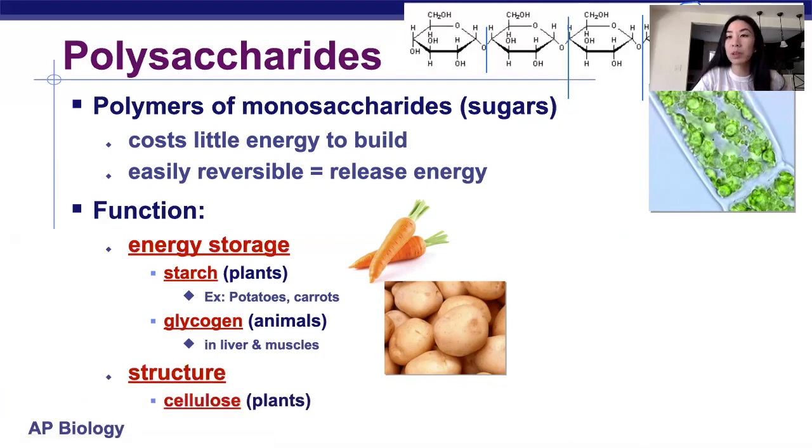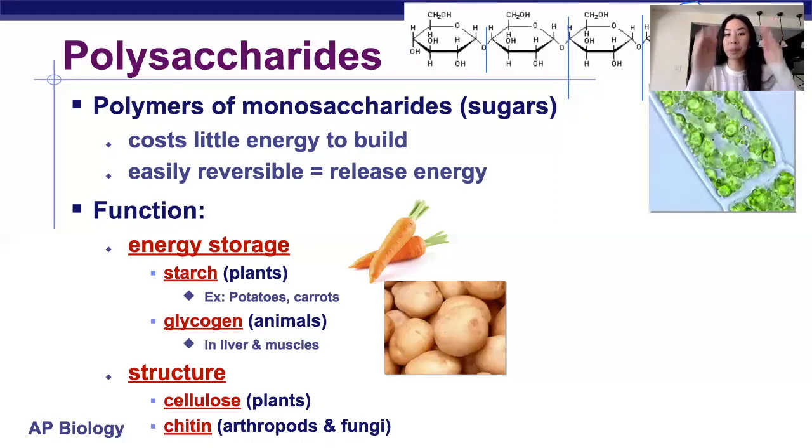It can also be used as structural components. So this would be cellulose in plants. This is found in the cell wall. So this picture right here is a picture of a plant cell. And hopefully you remember from first year bio, but plant cells have a cell wall, and that's what gives plant cells this rigid shape.